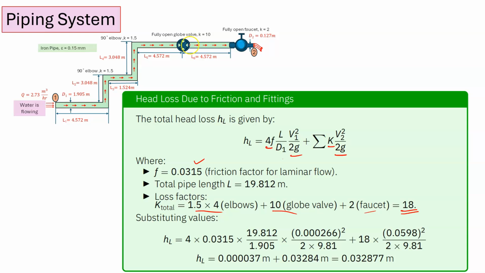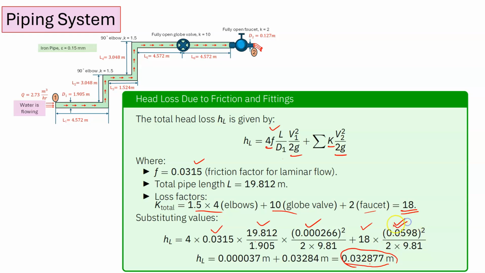Because the outlet velocity of the gate valve is something we don't know, but if we know the diameter we can easily calculate it. But here we are considering that it is a very small value, so 0.0598 whole square. So now we plug in all these values: 4 into F L by D, then V square by 2G, plus K into V square by 2G. So HL will be 0.032877 meter. So that is the head loss.